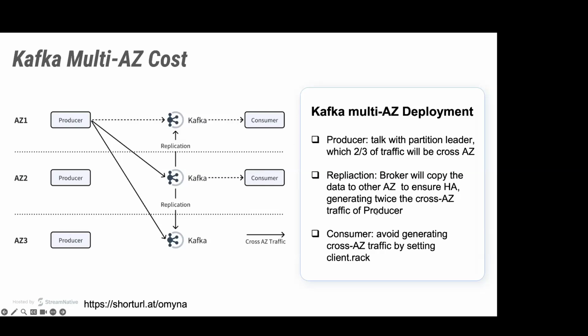Next, let's talk about Kafka's multi-AZ cost. Suppose you are running Kafka across AZs. I think most of us use Kafka in this way. The producer talks with the partition leader, which means 2 out of 3 traffic will be cross AZ. As for the replication side, the broker will copy data to other AZs to ensure high availability, generating twice the cross-AZ traffic of the producer. So the total is 2 times or 3 times network traffic, which is very expensive.